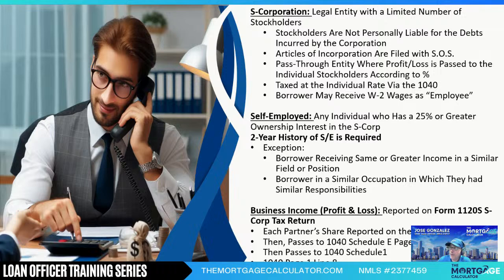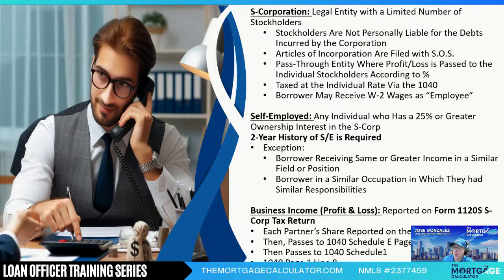So for the self-employed borrower, right, that borrower that we've determined has 25% or greater ownership interest in the S corp, the standard is a 2 year history of self-employment in order to be able to consider the self-employment income, right? That's like the standard threshold. However, like with a lot of things in this business, there are some exceptions, some gray areas, where you are able to use the income if they have less than 2 years full self-employment.